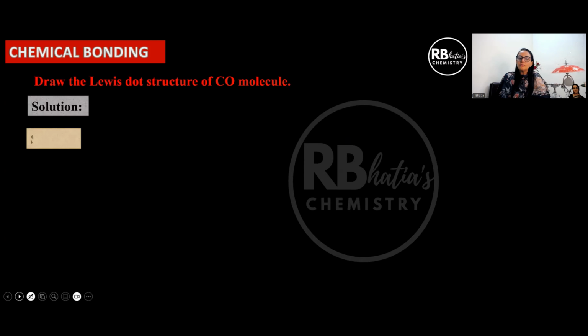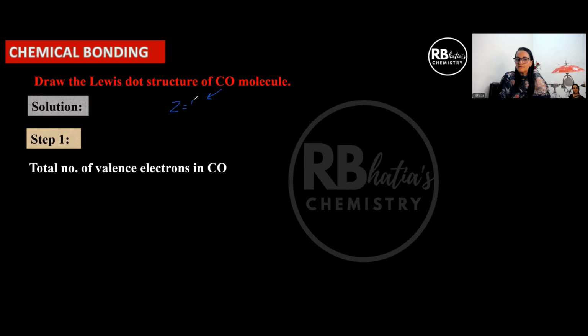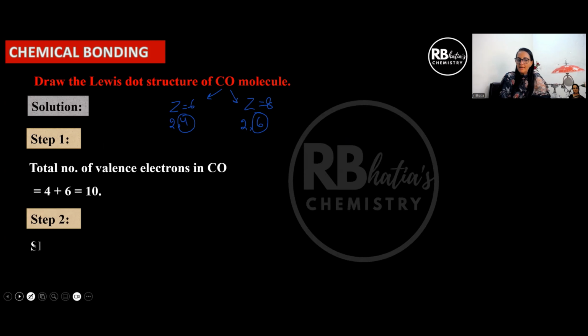Now, to make the Lewis dot structure of carbon monoxide, the first thing is I'm going to count the valence electrons. What are the valence electrons with carbon? Carbon atomic number Z is 6, configuration is 2,4. Oxygen Z is 8, configuration is 2,6, which means the valence electrons when added together for the two atoms will become 10.